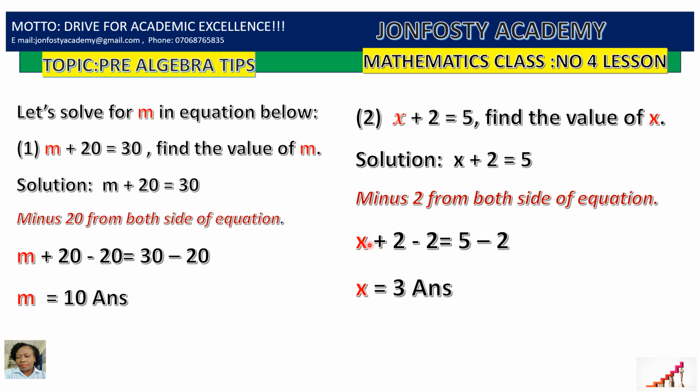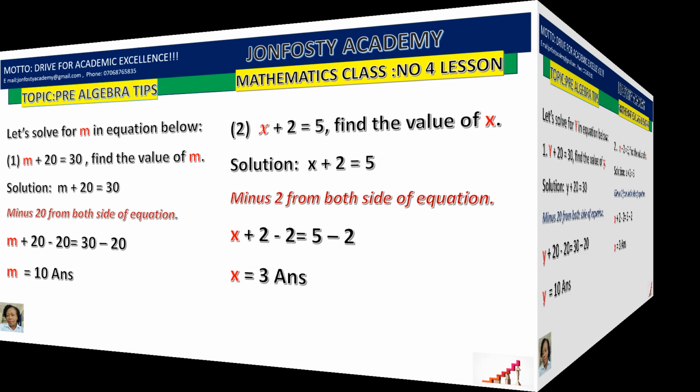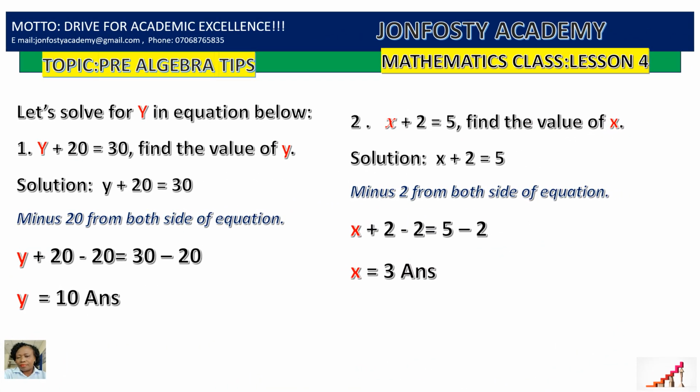So we'll say x plus 2 minus 2 equals 5 minus 2. You find out that plus 2 minus 2 will give you 0. You bring down your x and bring down the equal sign, and you solve 5 minus 2, you get 3. Our final answer remains 3, so the value of x in this equation is 3. We go to our next question.